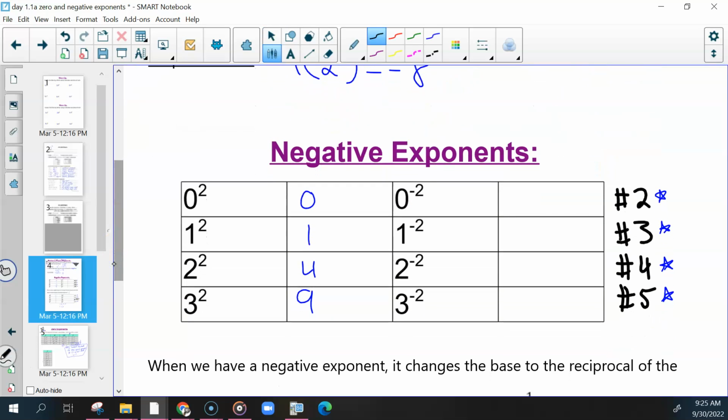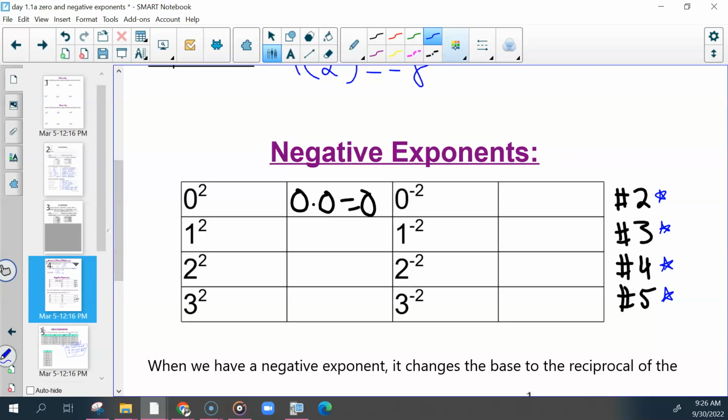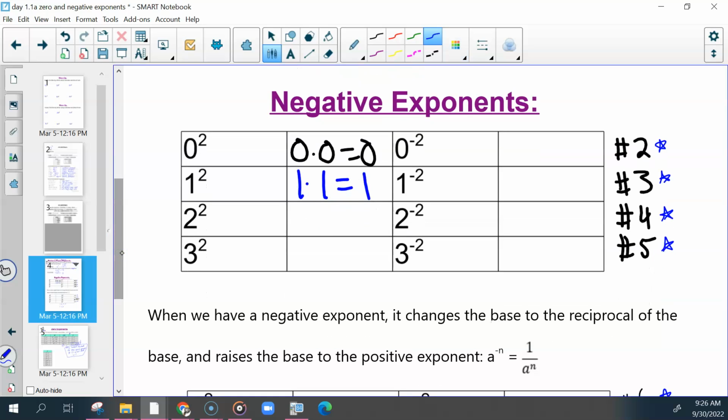Anyone still need that before I erase them? Okay. If I asked you what 0 squared was, you would tell me what? 0. And I'm going to expand this just so we see what this is. That would be 0 times 0, which would give us 0. 1 squared would be 1. And we know that's 1 times 1, which would just give us 1. 2 squared, 4. And 3 squared.